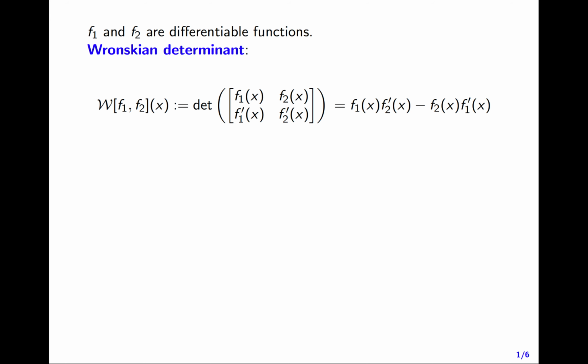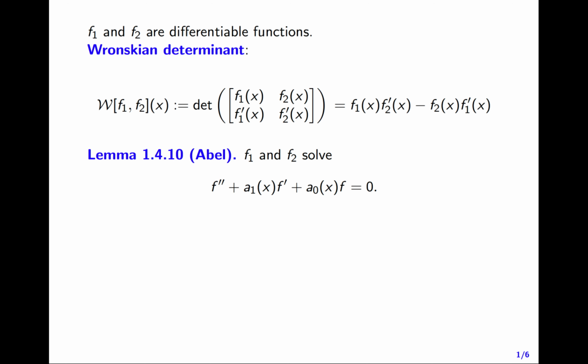And the Wronskian will be a very useful tool for us now with second order equations and later on with boundary value problems. And we'll begin with lemma 1.4.10, which I'm going to call Abel's lemma. Suppose now that f1 and f2 aren't just differentiable, but they solve the following second order equation, f double prime plus a1 of x f prime plus a0 of x f equals 0. Allowing the coefficients to be variable here doesn't make life harder or easier.